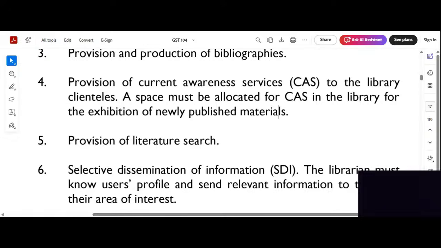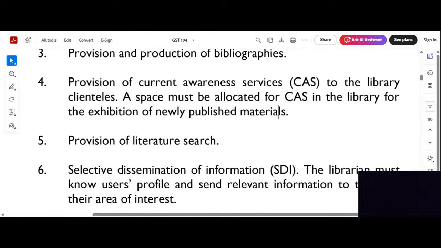So we soon get to personalized service, the one that they will tell you personally as an individual, this your project you are doing, here is a new book on it. That one is personalized service. We get there. Let's leave that one for now. But current awareness service is a kind of book exhibition.